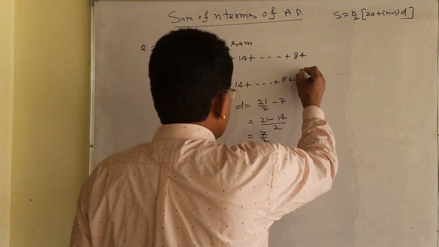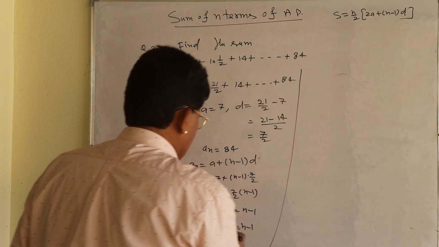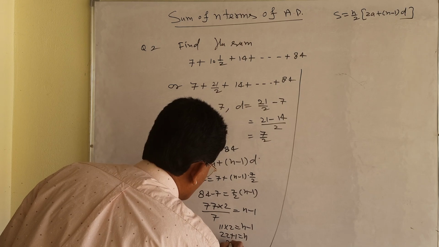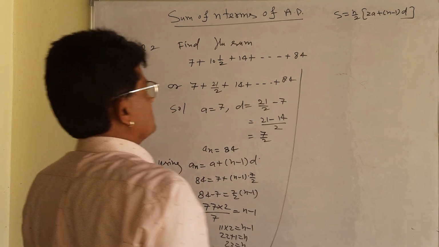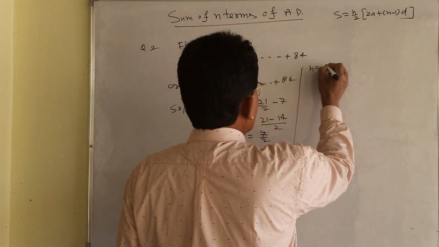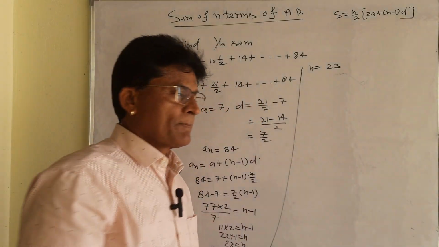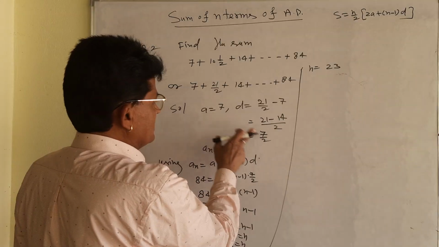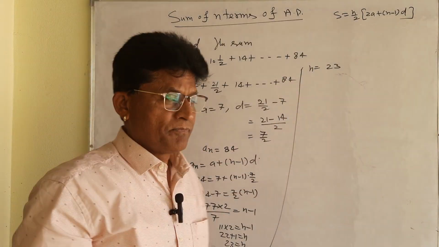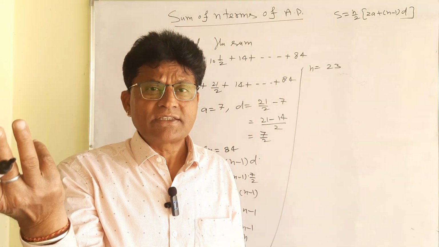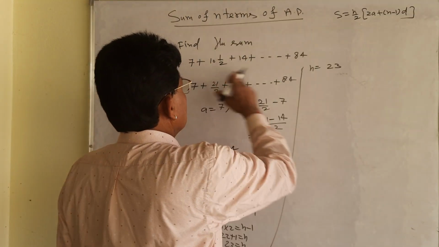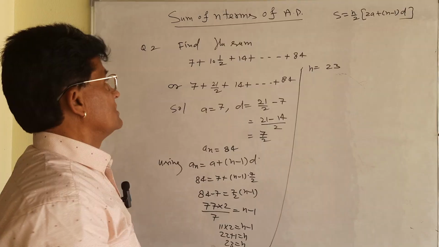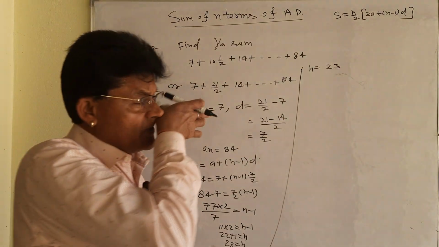How many terms did you get? Tell me. n is equal to 22 plus 1, n is equal to 23. We got the value of n is equal to 23. We got all the values: a we got, d we got, and n we got. Now you can find out the sum of this series. Okay, then what will it be?